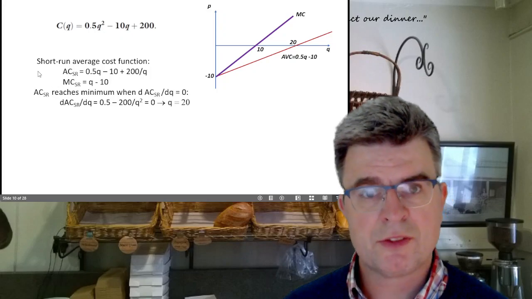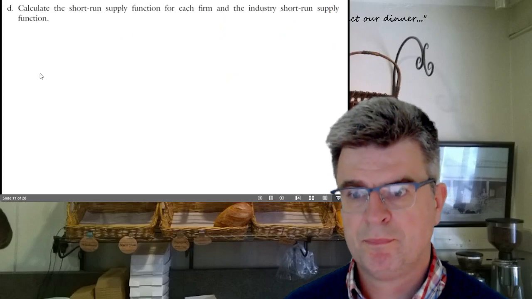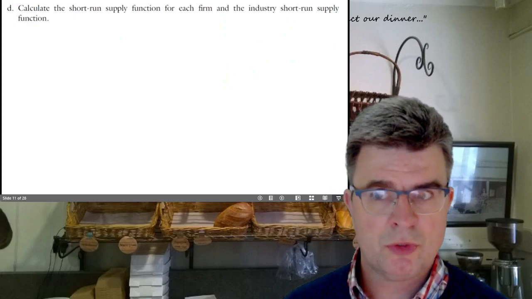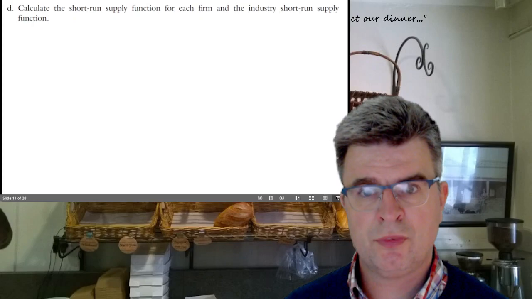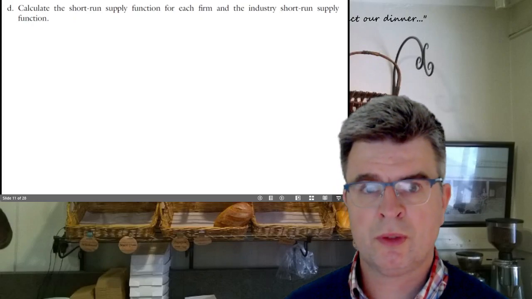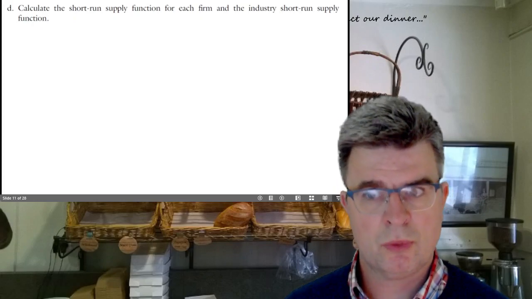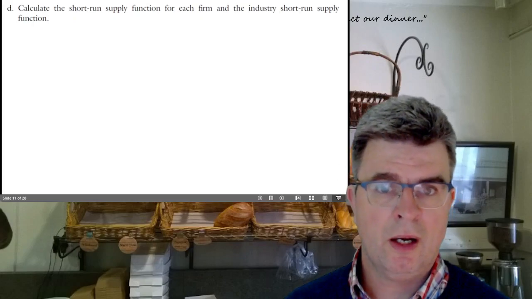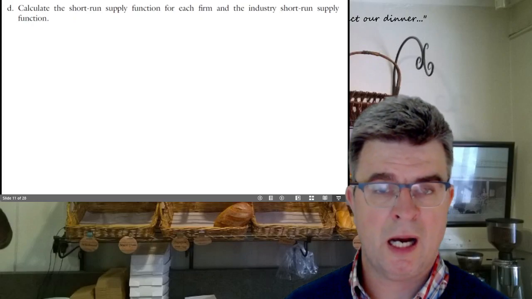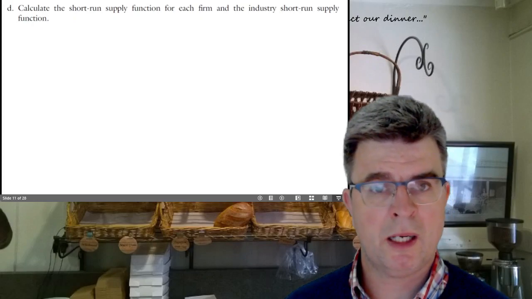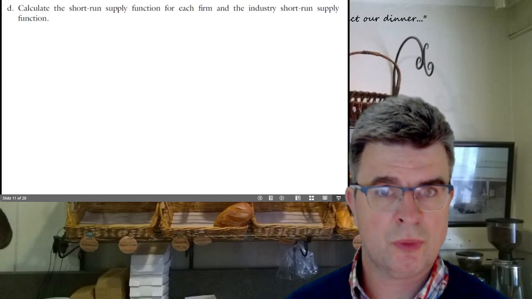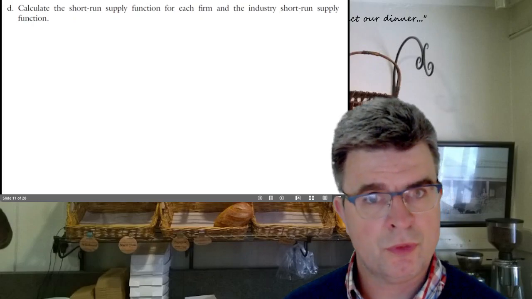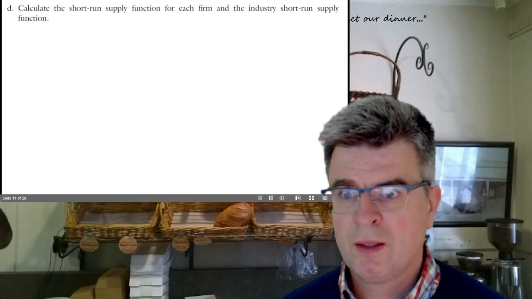Okay, so this completes question C. And now we continue with question D. Calculate the short-run supply function for each firm in the industry short-run supply function. So to start with the firm level supply function, we should check how many units the firm will supply, and then we should also focus on the shutdown decision. Will the firm find it beneficial to supply at all?